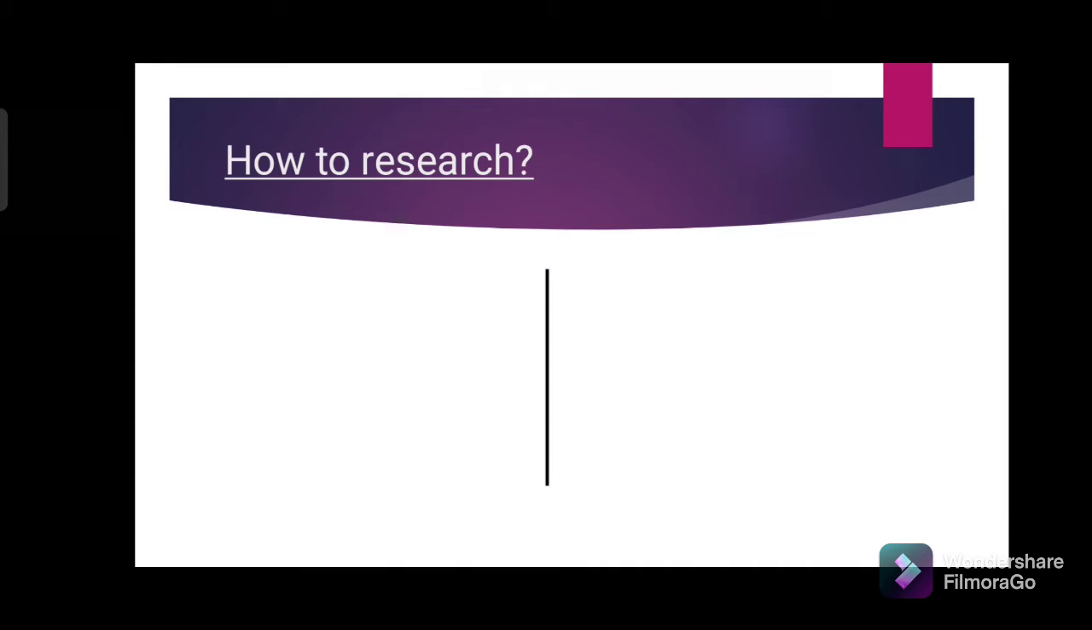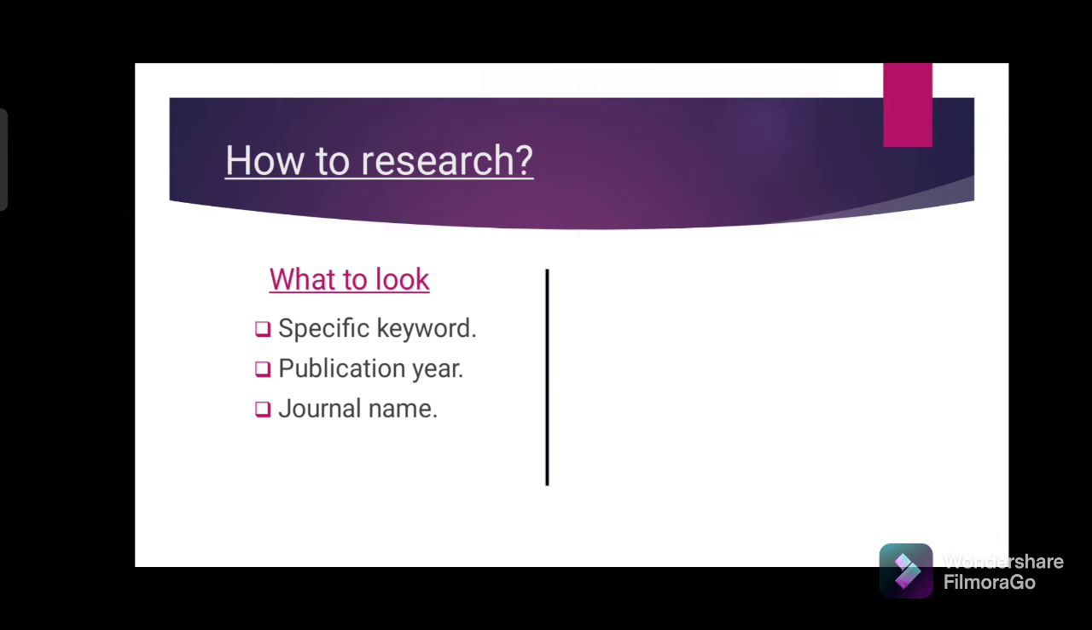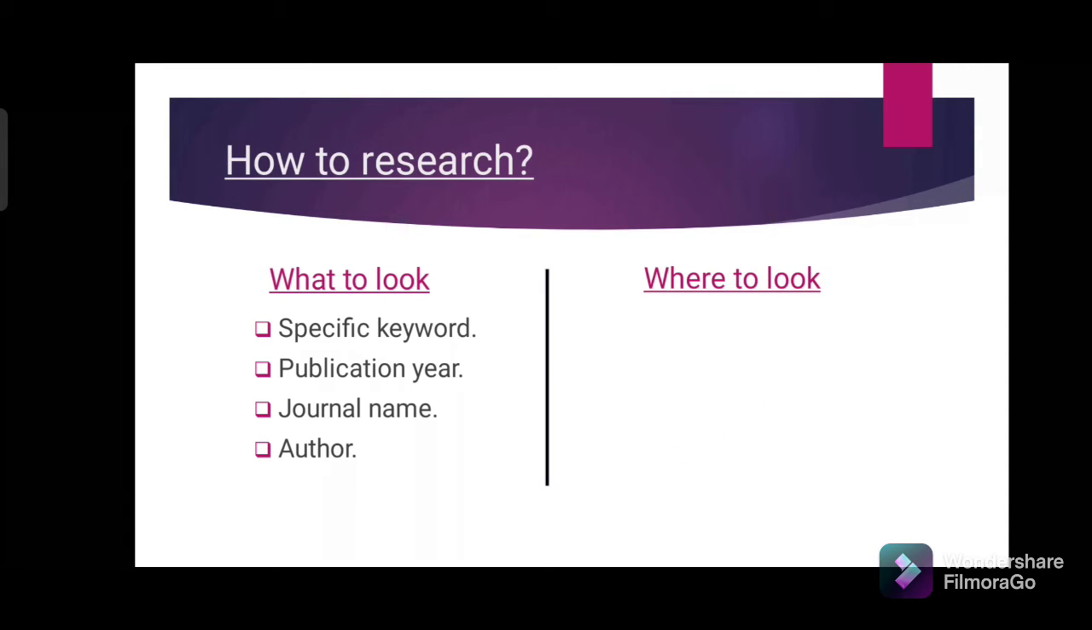Okay, moving forward, we need to understand how to do research or how to write a research paper from previous year papers. Basically, we need to understand two things here: what to look for while reading a research paper. You need to understand the specific keywords. You must focus on them. The publication year, which year it got published. Then the journal name, what type of journal it is. And lastly, who are the authors? Are they designated personalities or are they new researchers? That you need to look at.